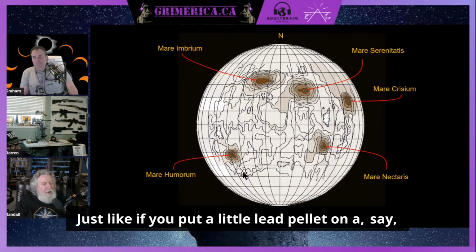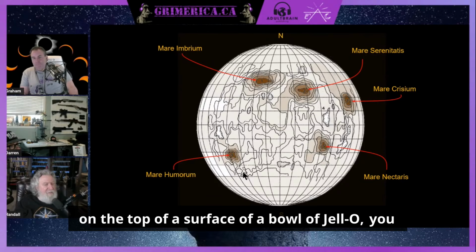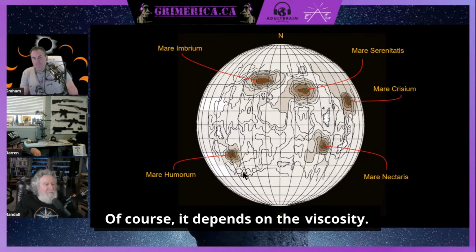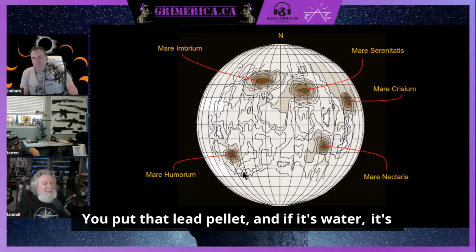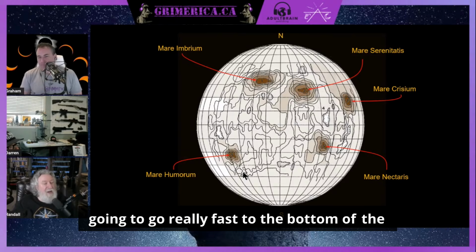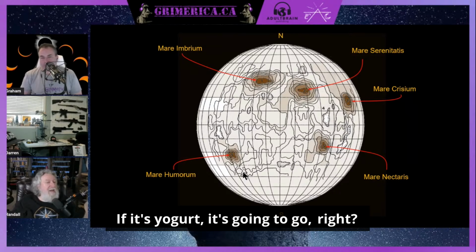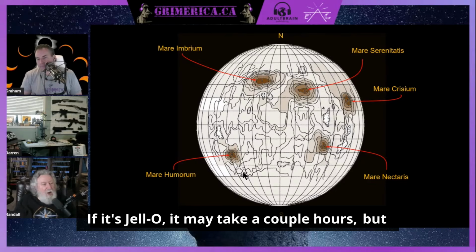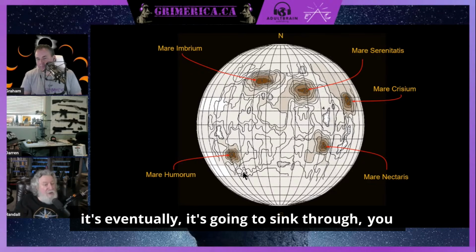Just like if you put a little lead pellet on the surface of a bowl of Jello, what's going to happen? It's not going to drop. It, of course, depends on the viscosity. You put that lead pellet, and if it's water, it's going to go really fast to the bottom of the bowl. If it's yogurt, it's going to go right. If it's Jello, it may take a couple hours, but it's going to sink through.